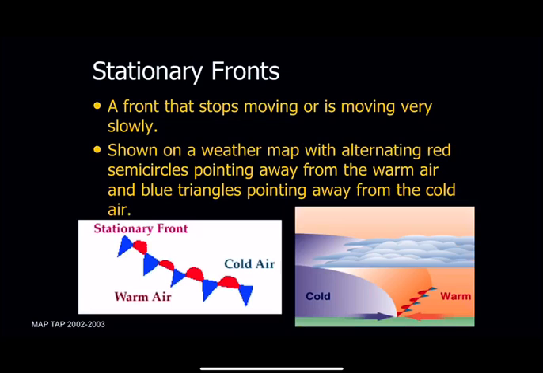Okay, the last front we are going to talk about is a stationary front. And stationary is exactly what it does. It does not move, or it's moving incredibly slowly, which is why you will have triangles and circles on both sides of the line. It is shown on a weather map with alternating red semicircles pointing away from the warm air and blue triangles pointing away from the cold air.